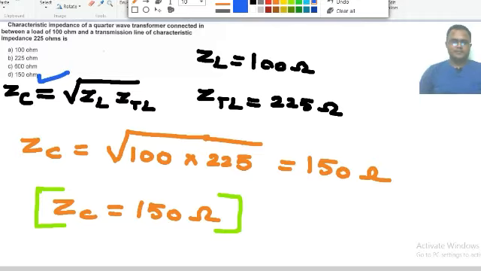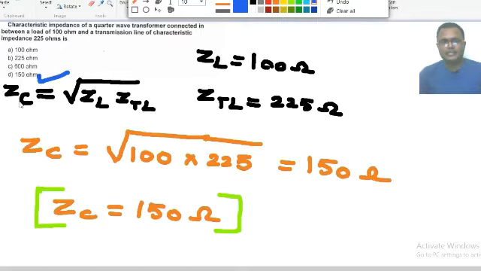The first question says: the characteristic impedance of a quarter wave transformer connected in between a load of 100 ohm and a transmission line of characteristic impedance of 225 ohms. So now they have given the load impedance and the transmission line impedance. Then we need to find what the characteristic impedance is. The options are 100 ohm, 225 ohm, 600 ohm and 150 ohm.